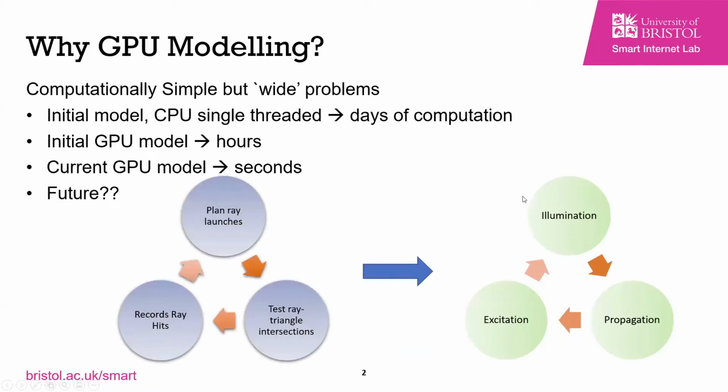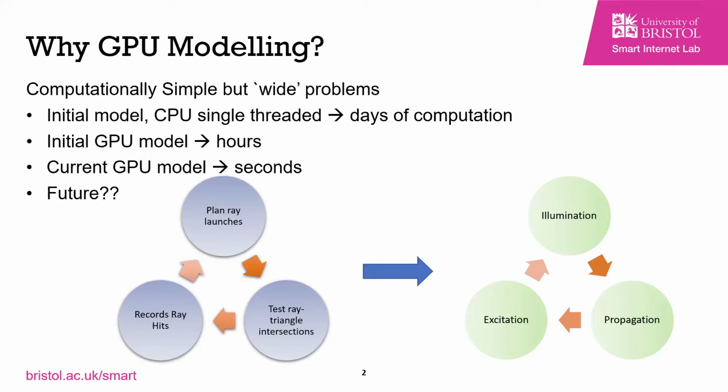So the general rationale for GPU modeling is when you have a problem that is computationally simple, but quite wide, so it's easily separable into different parts that can be solved individually and then combined at the end into a wider problem. Just to give an example, the model that I wrote for doing antenna array analysis during my PhD was a CPU single-threaded model, and it took days of computation for the scenario I was interested in at the time. When I moved this over to the GPU, fairly simplistically, the same scenario took hours. And with my current generation of GPU model, where I've actually taken a bit more advantage of the architecture, the same thing takes place in seconds. And there's still quite a bit of overhead to that I can get rid of as I go along.